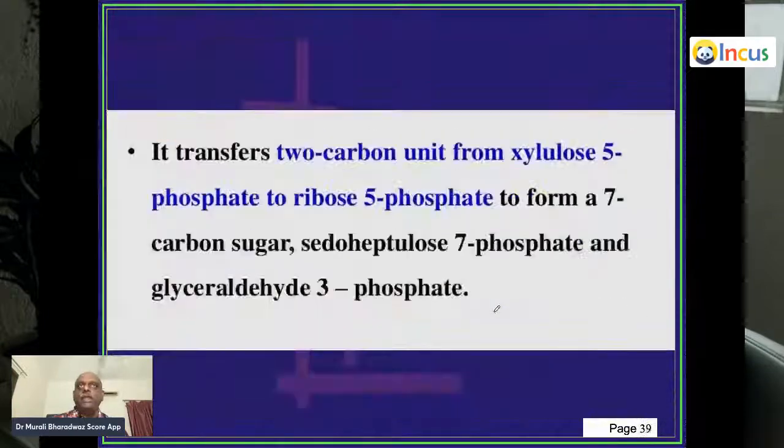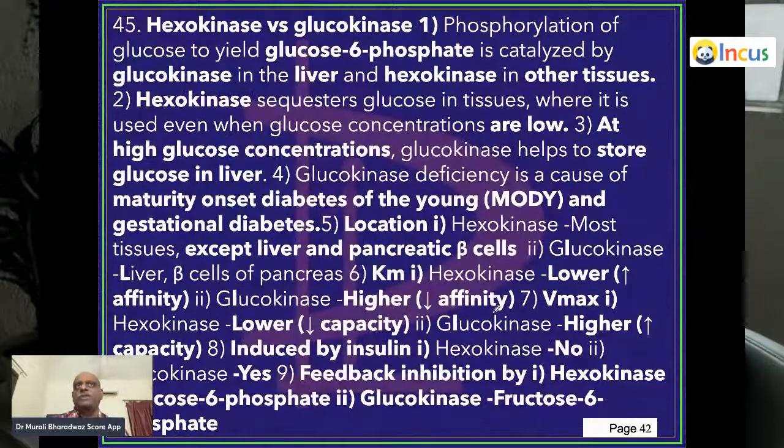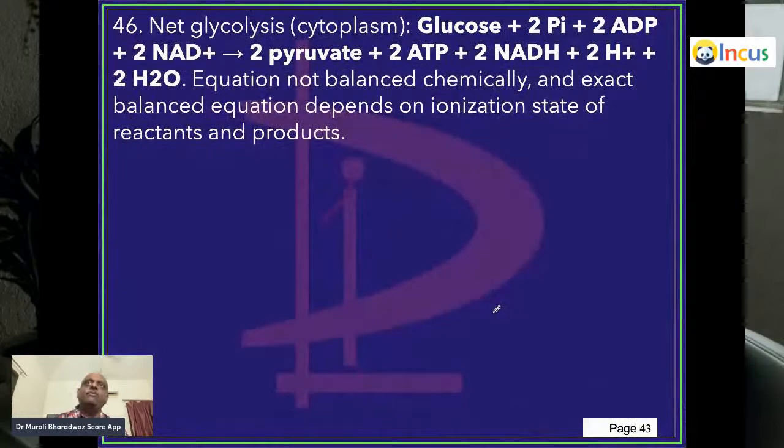So let us go to the point number 45. All this we finished already the discussion, right? Now from here, let us start. This is one of the favorite MCQs in exam, doctor.